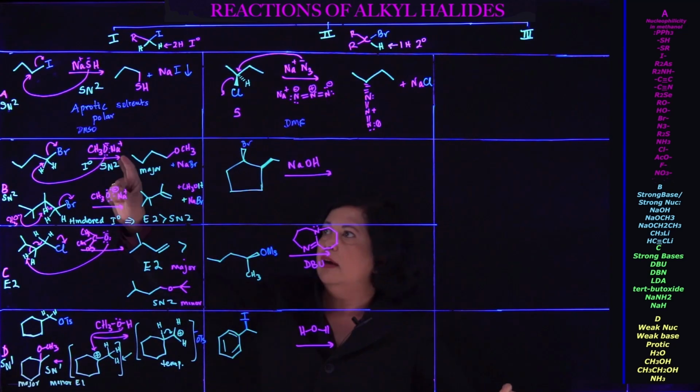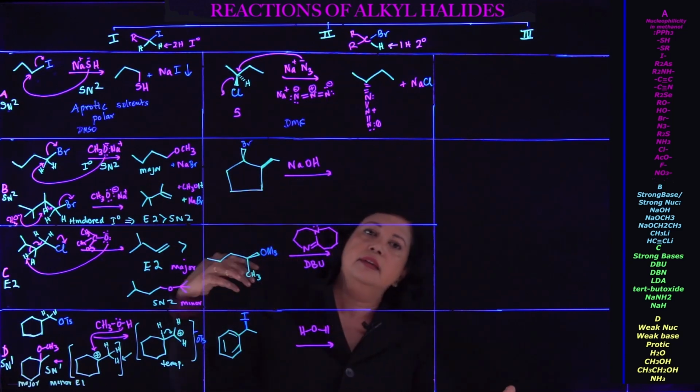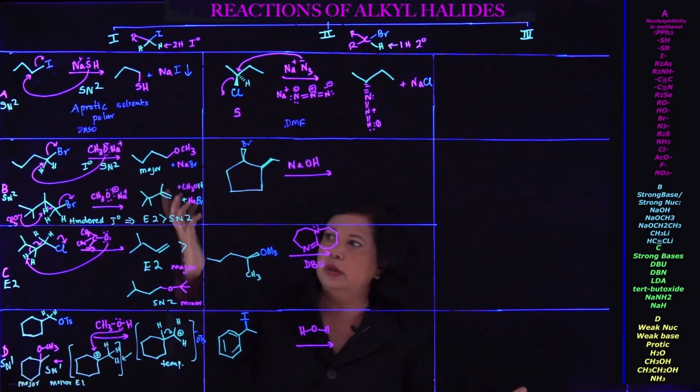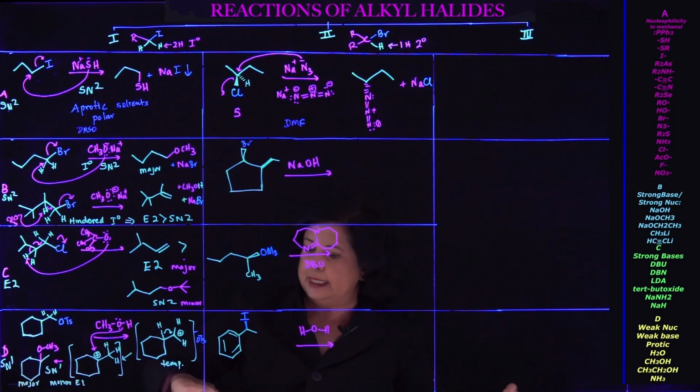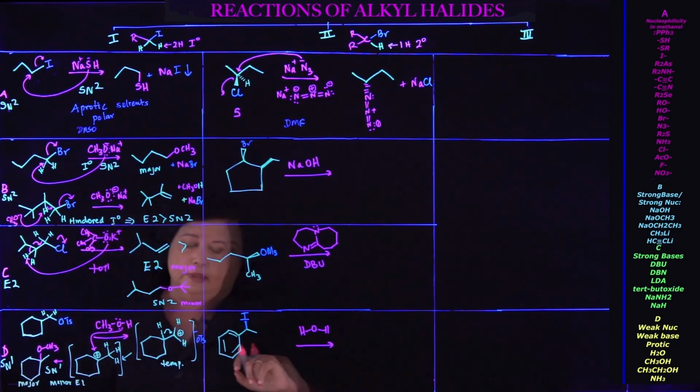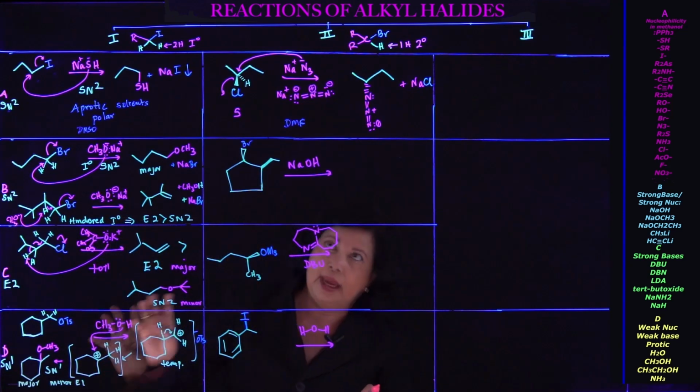Whenever you have methoxides, hydroxides, well, they come with the accompanying solvents. The solvent for methoxide would be methanol, for hydroxide would be water, and so on. For potassium t-butoxide, it's going to be t-butanol, and so on. Here the solvent is the reactant.